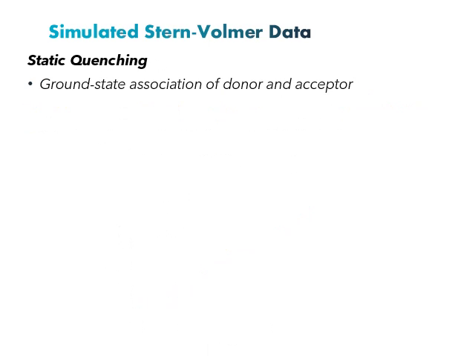The opposite extreme is what's called static quenching. We haven't really introduced this yet, but static quenching involves a ground state association of the donor and the acceptor molecule. And so it's not that you're exciting the donor and then it's diffusing to the acceptor. The 2 species are interacting with each other in some way in the ground state. So here's what this sort of looks like. You have your donor and acceptor, again, not excited at this point, and they have some sort of ground state interaction. That can be, a lot of different aggregation processes.